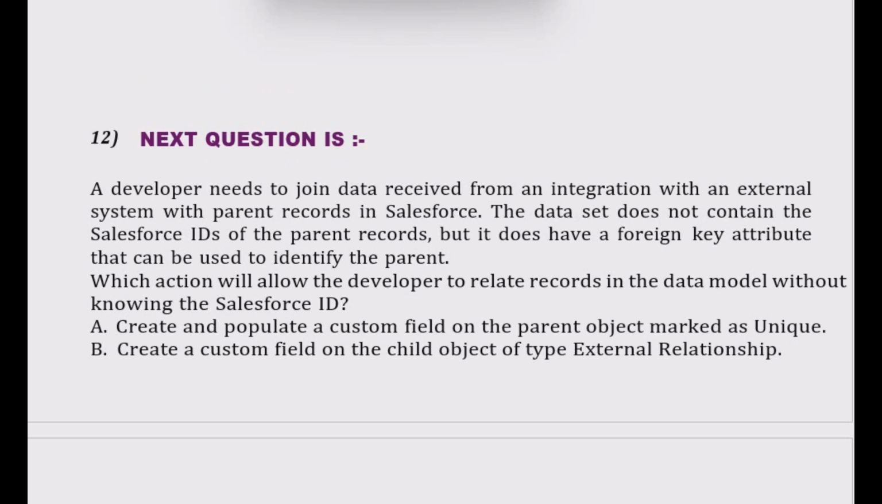Question is, a developer needs to join data received from an integration with an external system with parent records in Salesforce. The dataset does not contain the Salesforce IDs of the parent records, but it does have a foreign key attribute that can be used to identify the parent. Which action will allow the developer to relate records in the data model without knowing the Salesforce ID?